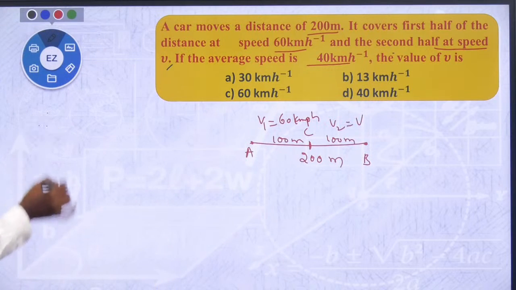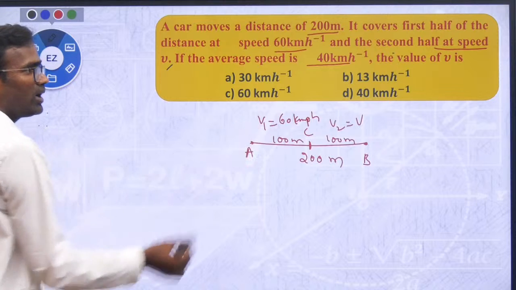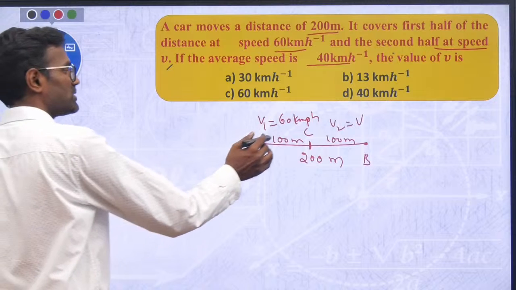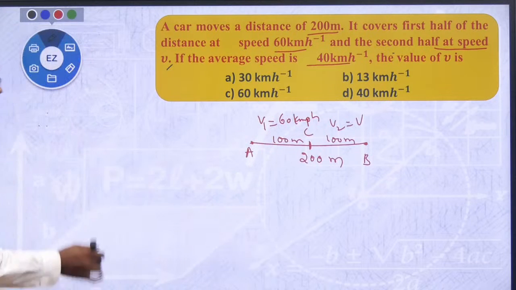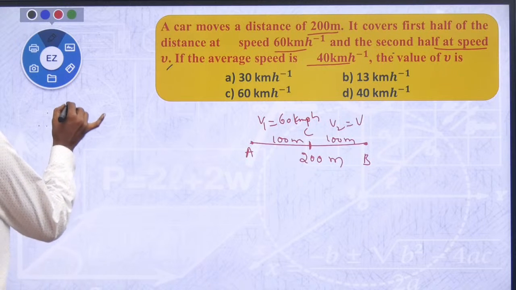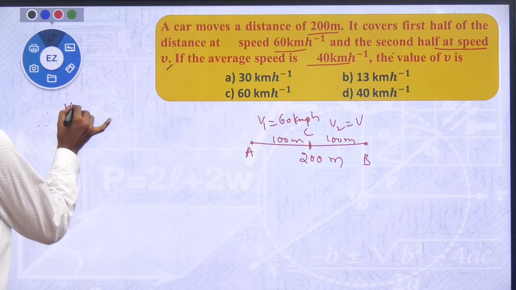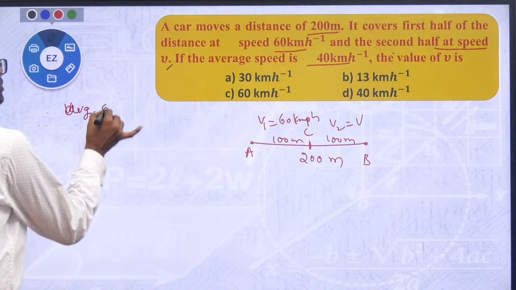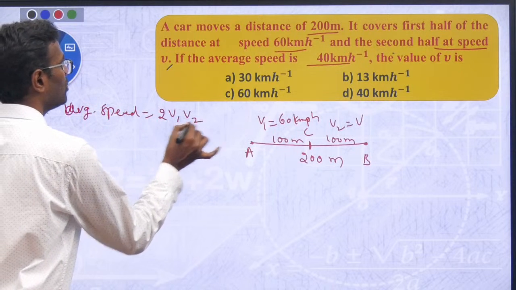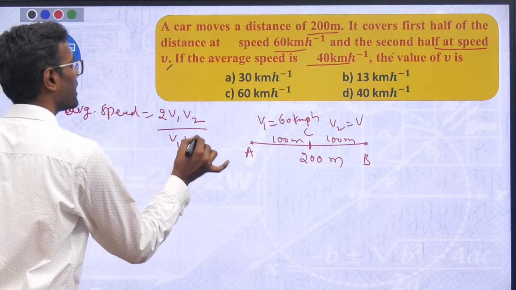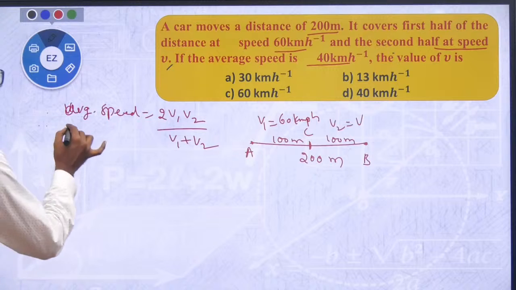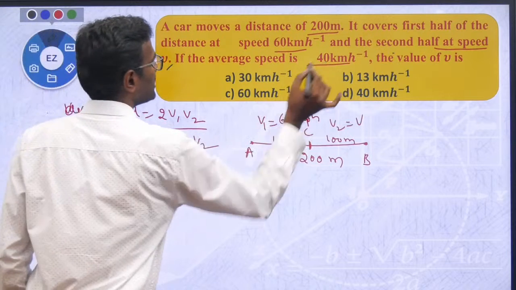Therefore, we know the formula. If the body covers equal distances with different speeds, then what is the average speed? Yesterday we did this. Average speed is equal to 2v1v2 by v1 plus v2. Your average speed is given. How much? That is 40.